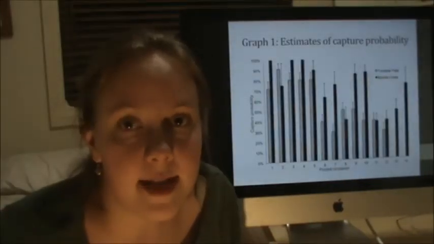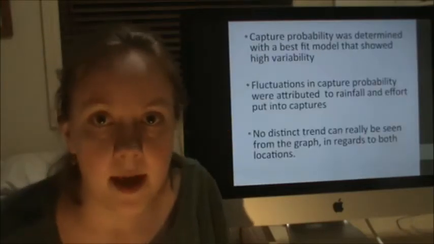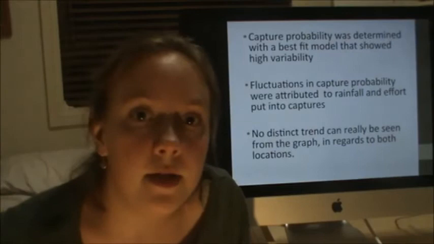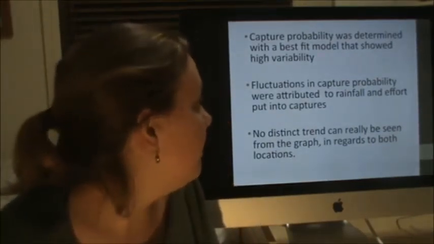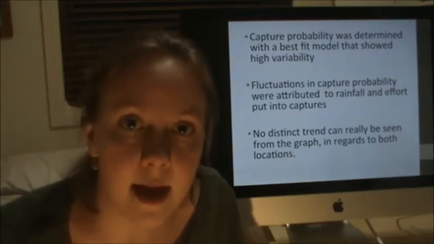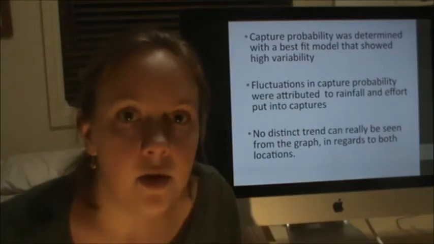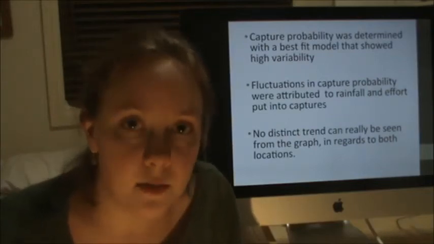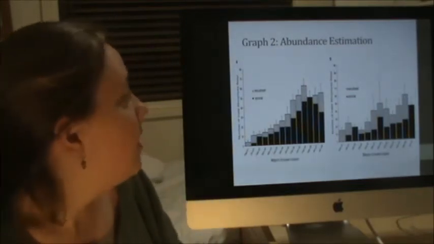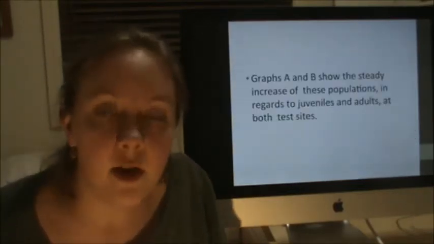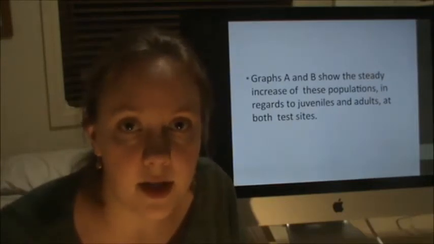The first graph presented in the article addresses estimates of capture probability. Capture probability was determined using a best fit model that showed high variability. Fluctuations in capture probability were attributed to rainfall and efforts put into capture. No real distinct trend can be seen between the two populations. The second graph presented was that of abundance estimation. Graphs A and B show that both populations experienced population increase.